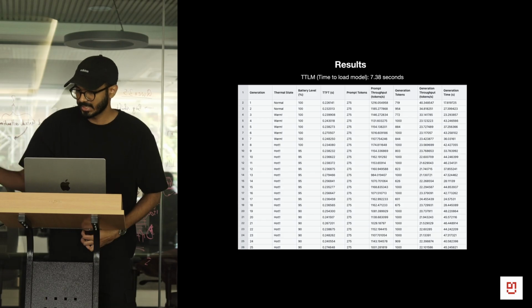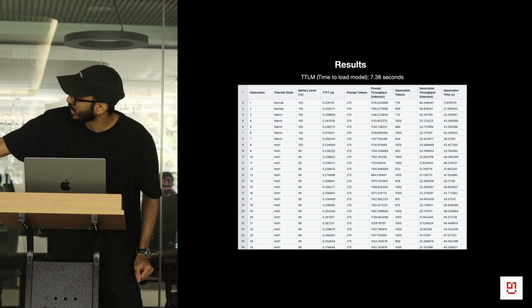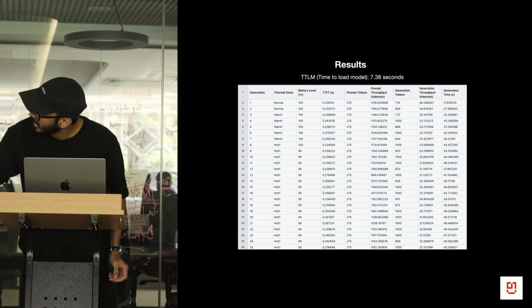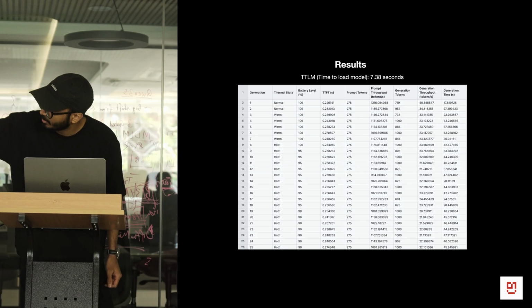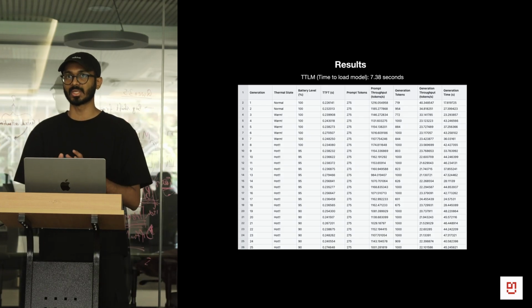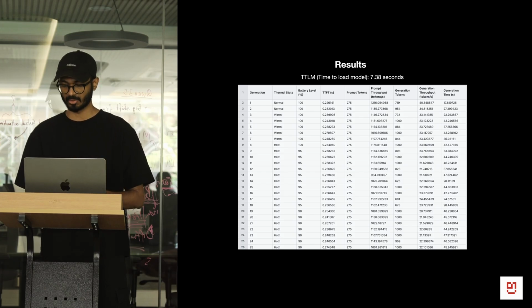At the same time, you can also see the battery level. The total generation time was around 15 minutes, and in that time frame, you can see the battery level dropped from 100% all the way to 90. So it's a bit more than 10%. In 15 minutes of inference, we consume more than 10% of battery.